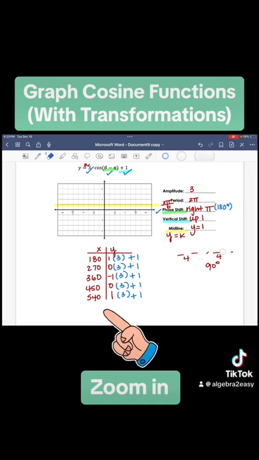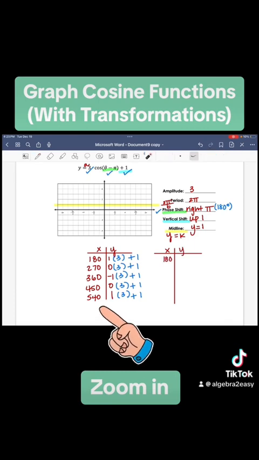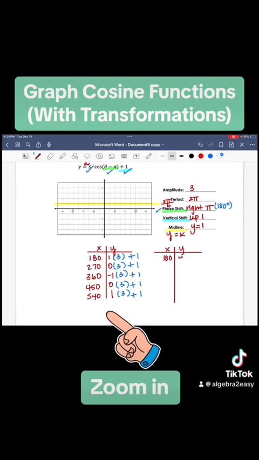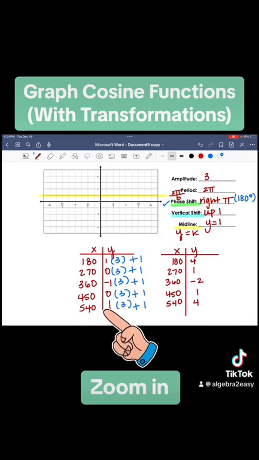I like to create a new table just to simplify everything. It's just easier to read and also to make sure you graph everything correctly. We're going to have 180, 1 times 3 is 3, plus 1 is 4. We're going to have 270, 1. 360, negative 2. 450, 1, and then 540, 4. 180, which we know is pi, up at 4. 270, which we know is 3 pi over 2, you're on the midline at 1. 360, which is 2 pi, is going to be down at negative 2.